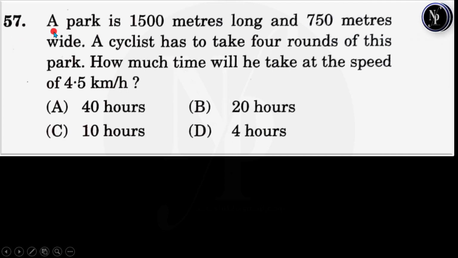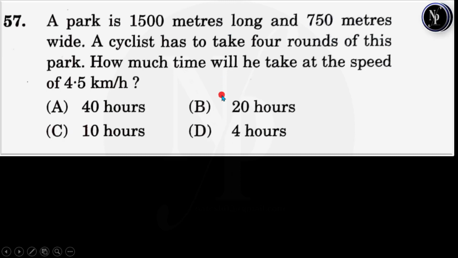Question number 57. A park is 1500 meters long and 750 meters wide. A cyclist has to take 4 rounds of this park. How much time will he take at the speed of 4.5 km per hour? So a cyclist wishes to make 4 rounds of a park whose length is 1500 meters and width is 750 meters, and his speed is 4.5 km per hour. We have to find the time taken by him to complete 4 rounds of the park.